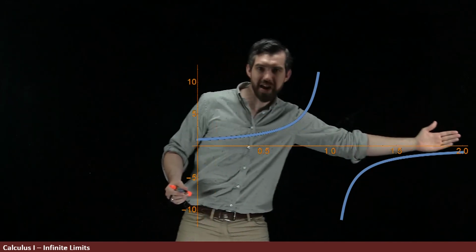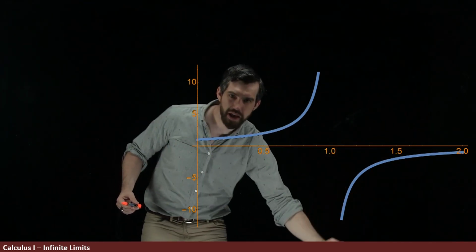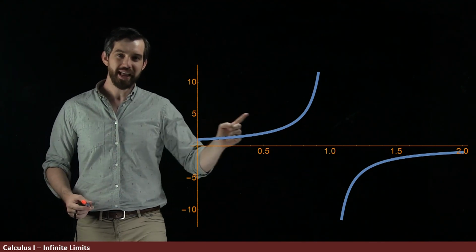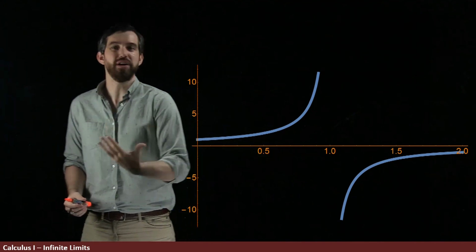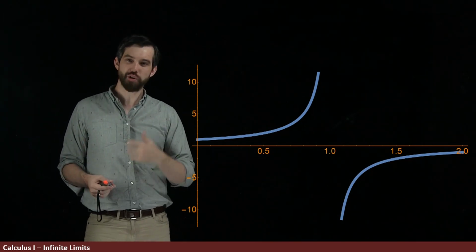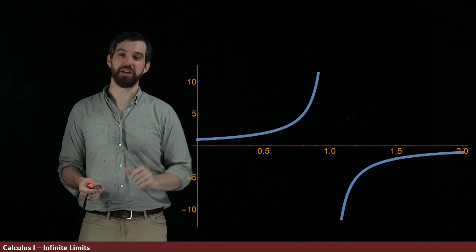And then if I come from the right here, it's coming down, down, down, sort of going down towards minus infinity. And then at the actual point of x equal to 1, this function isn't even defined. It's not like f of 1 is some number. So I want to be able to talk about the limits for this particular graph.